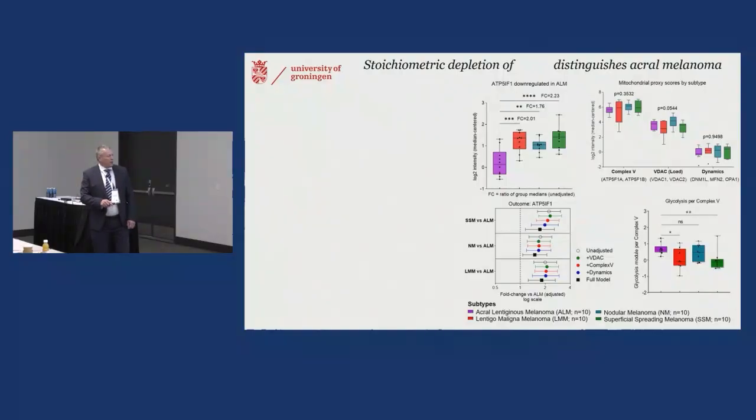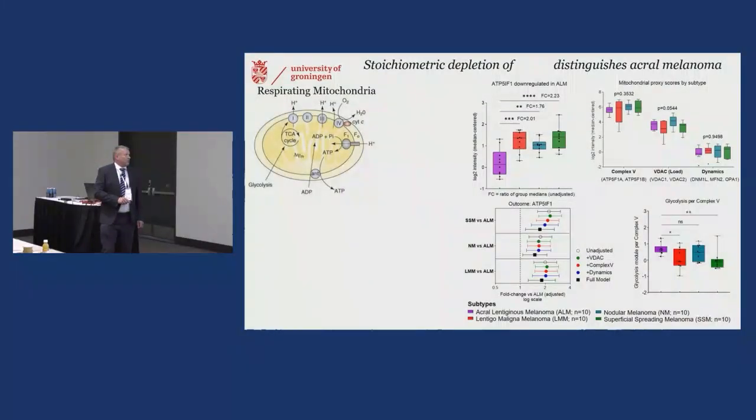The other aspect was to get markers for glycolysis normalized per complex 5. Complex 5 is responsible for oxidative phosphorylation. You see that basically glycolysis in acral lentiginous melanoma and also in nodular melanoma is higher compared to the other two subtypes. Why is this important? Because if you have a mitochondria, you have a hydrogen pump.